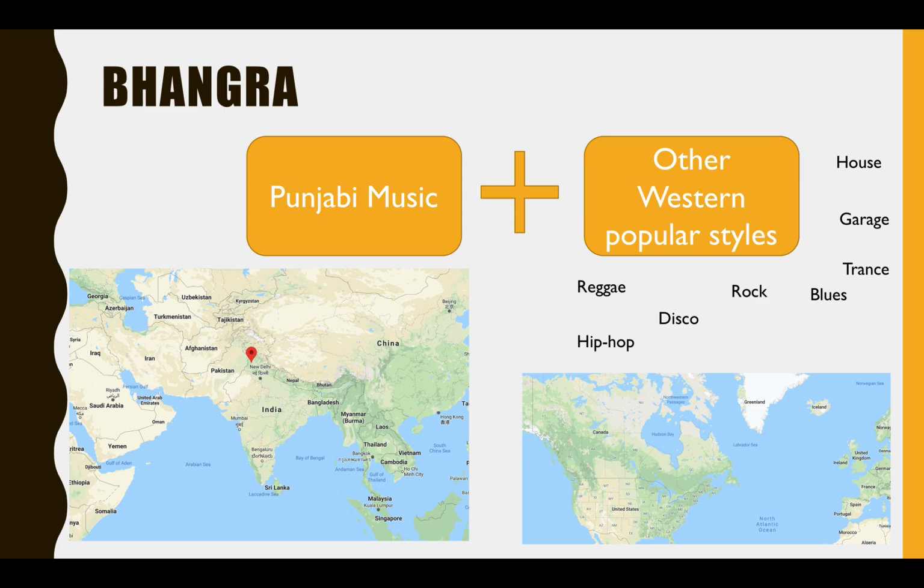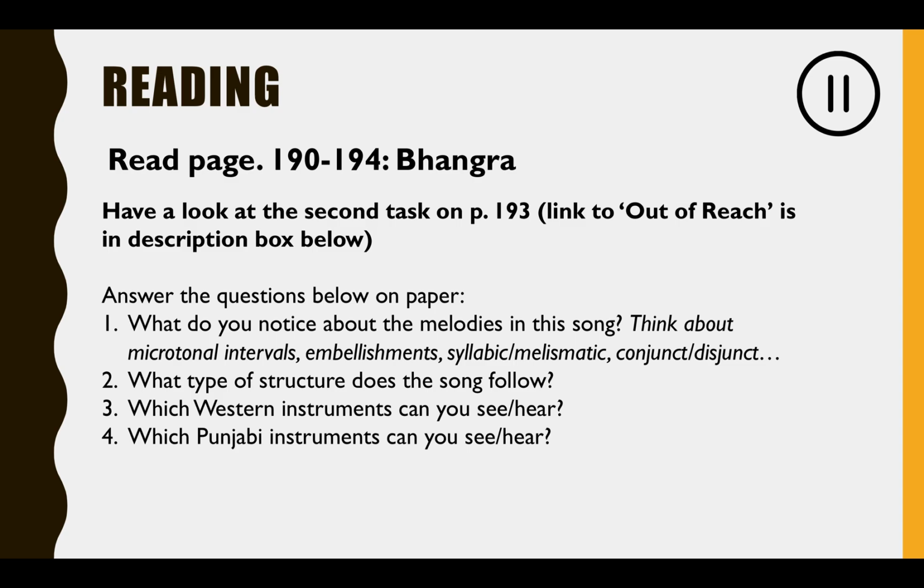The reason that it was mixed with these is because people moved from Punjab in northern India to these places in the 60s, 70s, 80s, and 90s, and started mixing their traditional music from Punjab with the musics that they found when they moved. So let's find out a bit more about Bhangra. Read page 190 to 194 in your textbook.